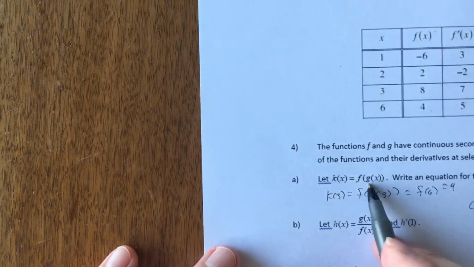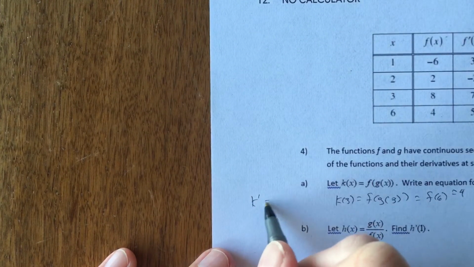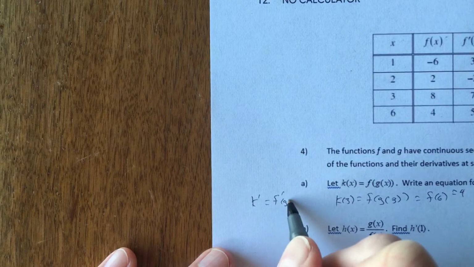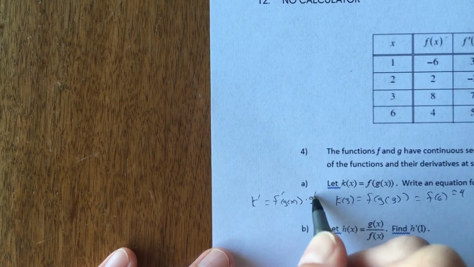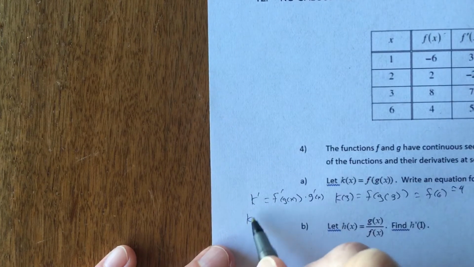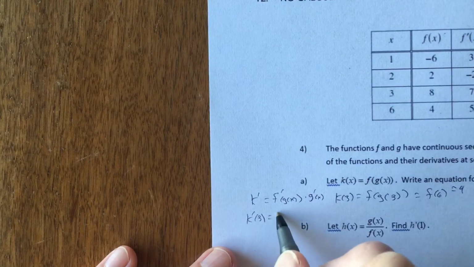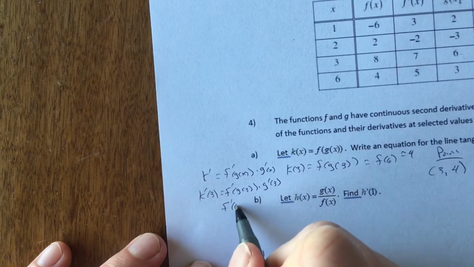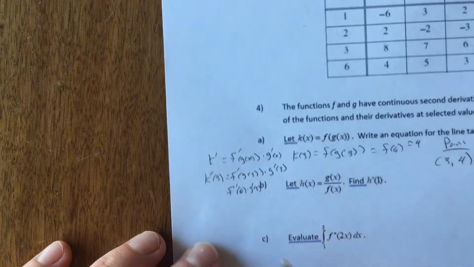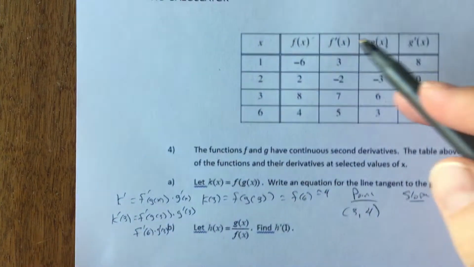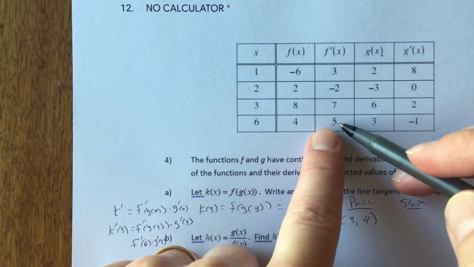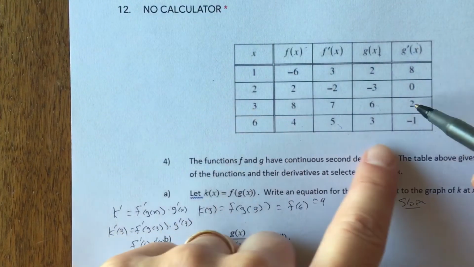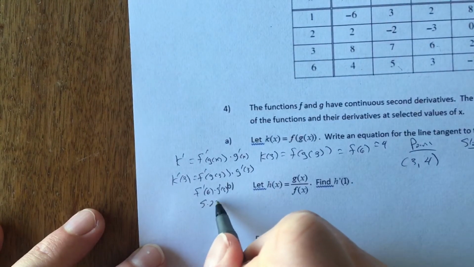Okay. Then we have to take the derivative of this. So k prime is equal to f prime, keep g the same, times g prime. So k prime of 3 will be f prime of g of 3 times g prime 3. All right, so g of 3 is 6. So this becomes f prime 6 times g prime 3. All right, so f prime of 6 is 5. G prime of 3 is 2. This becomes 5 times 2, which is 10.